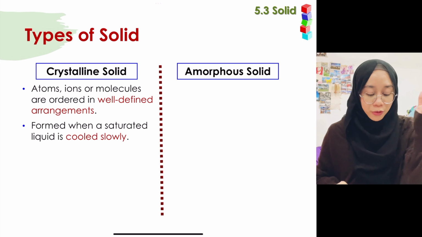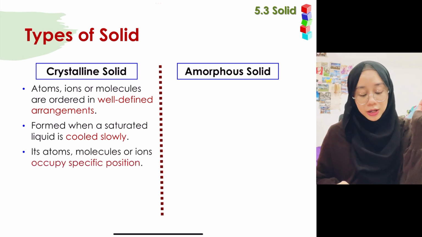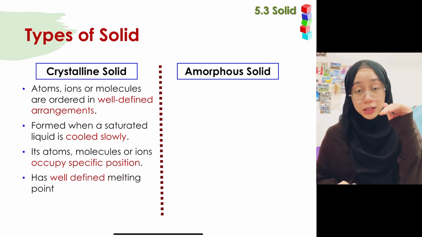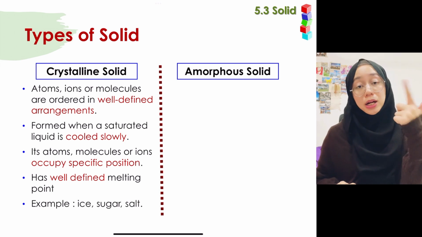Okay, so form when a saturated liquid is cooled slowly. So its atom, molecules or ion, they occupy a specific position, so it has a well-defined melting point then. Okay, so for example kita ada ice, sugar ataupun salt.